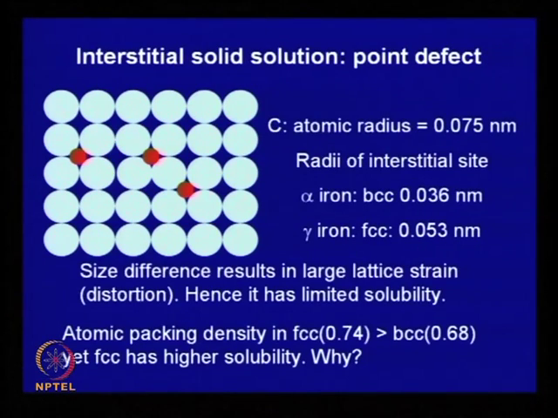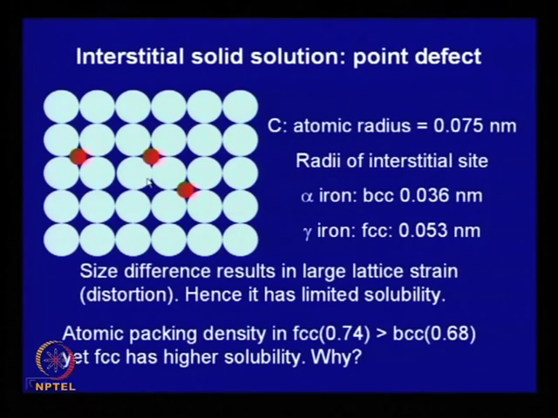Next, we look at another way these impurities can be present in the lattice, which is shown here. This is called an interstitial solid solution. This also is a case of a point defect. Suppose the second atom is very small, it can be accommodated within the lattice. We did some of these exercises. Let us look at the case of the iron lattice.